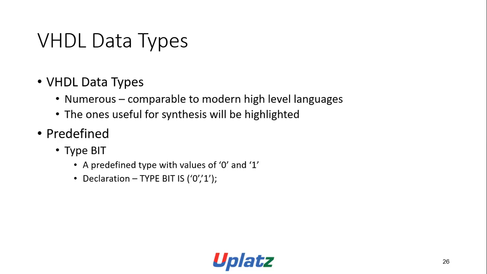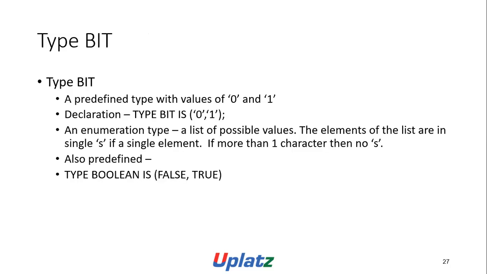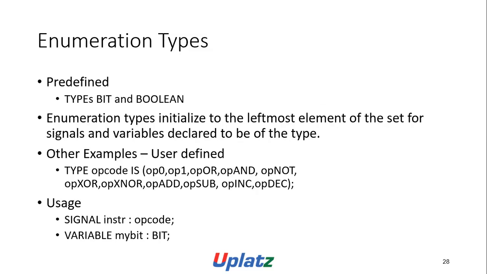Predefined type bit, a predefined type with values 0 and 1. Declaration: type bit is 0, 1. An enumeration type is a list of possible values. The elements of the list are in single quotes if a single character, and if more than one character, then in double quotes. Also predefined is type boolean, false comma true. Enumeration types: predefined types bit and boolean.